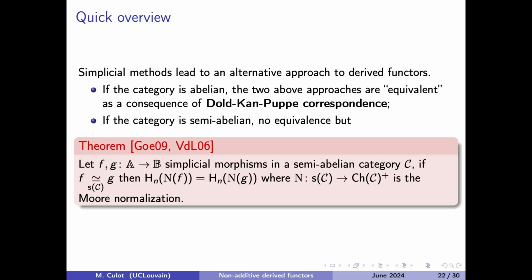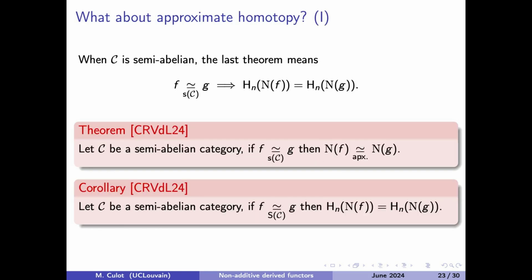For instance, a couple of years ago, my supervisor and one of his collaborators proved the following theorem: when you start with a semi-abelian category and you take two simplicial objects, if you assume that they are homotopically equivalent, and they're asymptotic, but in the simple way, then applying N, which is the normalization functor, and then computing the homology, we have the same thing. And this is not linked with the correspondence, so we don't have it. Okay. So that is the previous theorem.